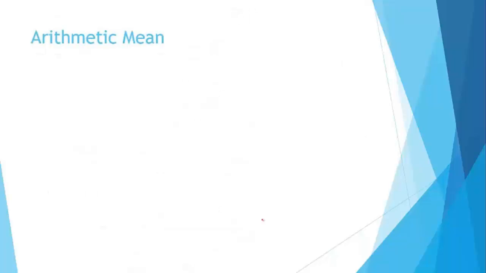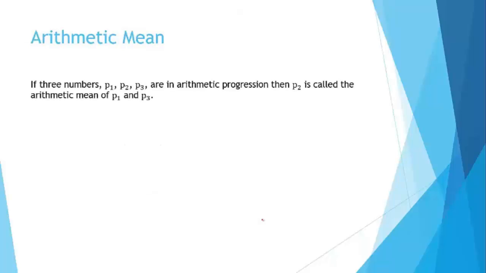Arithmetic mean. If three numbers p1, p2, p3 are in arithmetic progression, then p2 is called the arithmetic mean of p1 and p3. So if we have three consecutive numbers in the arithmetic progression like p1, p2 and p3, the middle number is called the arithmetic mean of the other two numbers.